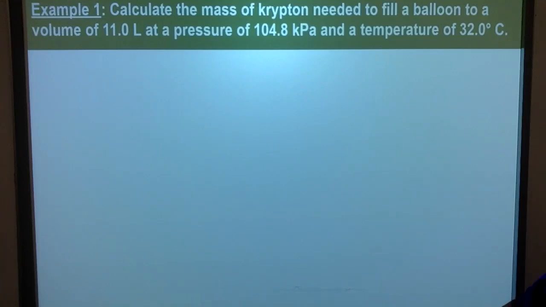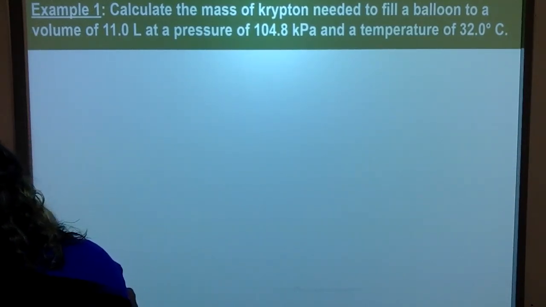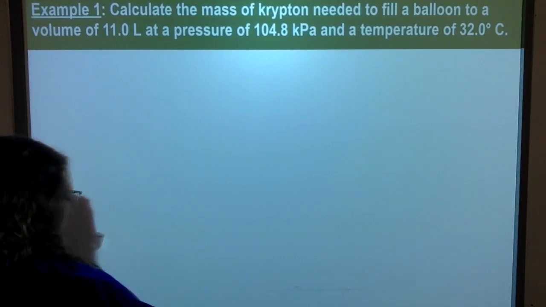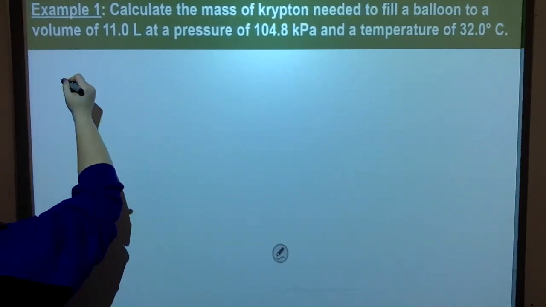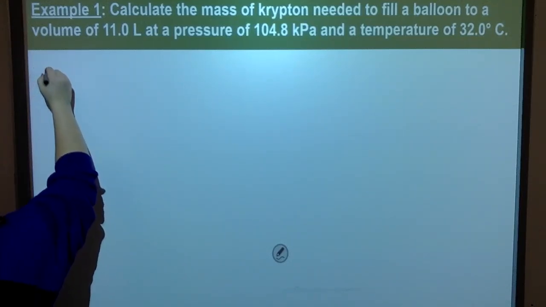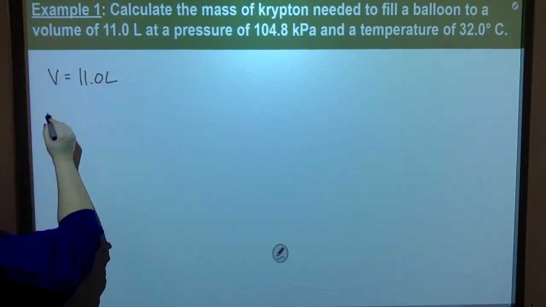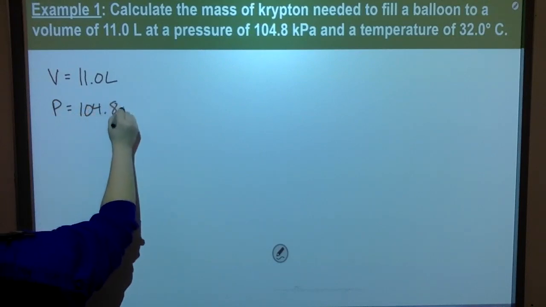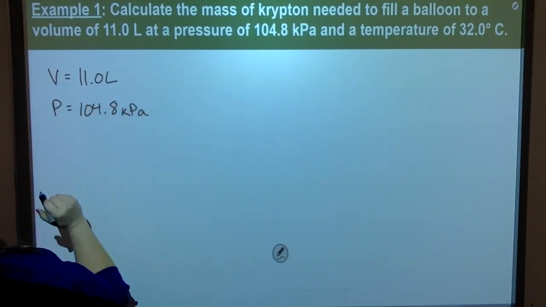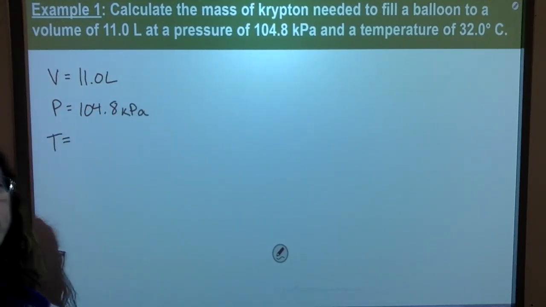Okay, so the first thing you want to do is pull out all of your knowns. Let me make sure that my marker's all set up here. All right, so what do we know? We know that the volume is going to equal 11.0 liters. We have pressure at 104.8 kilopascal. We know the temperature is going to be 32 degrees Celsius.